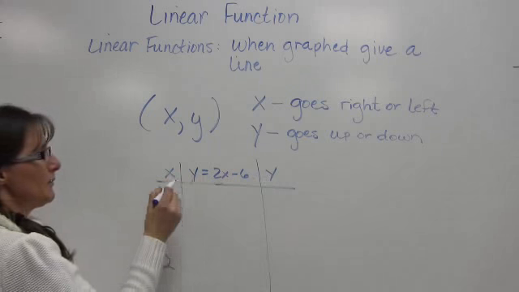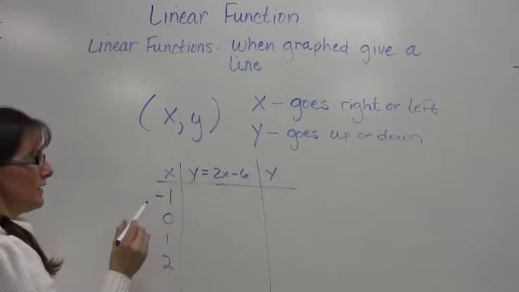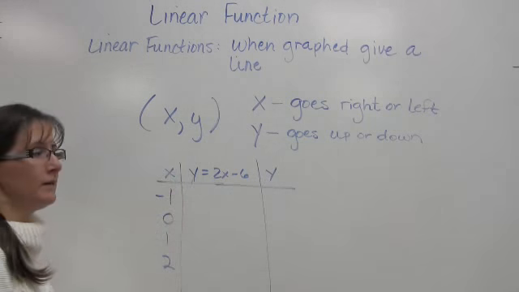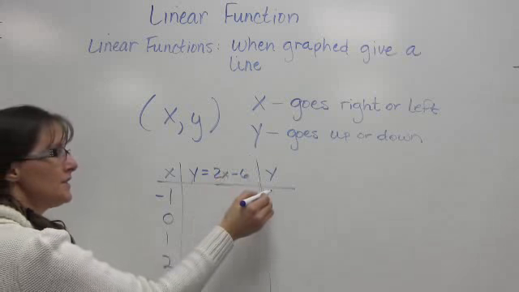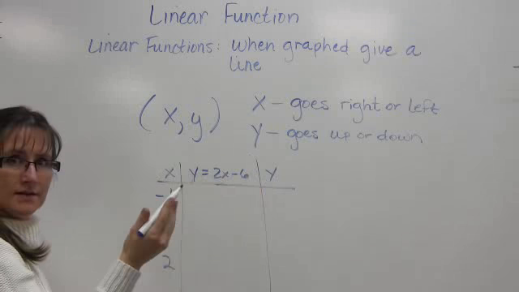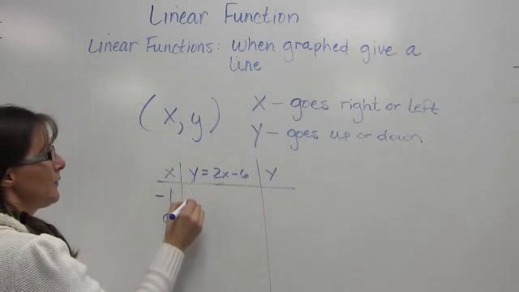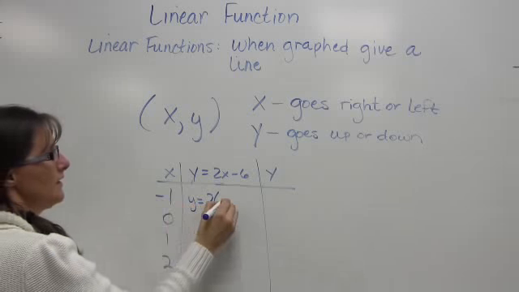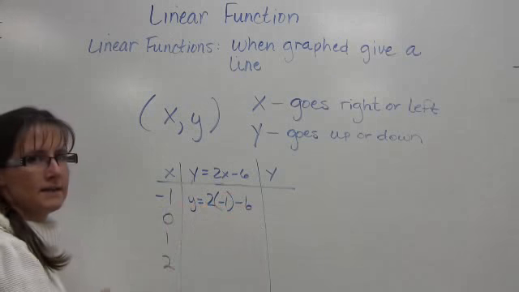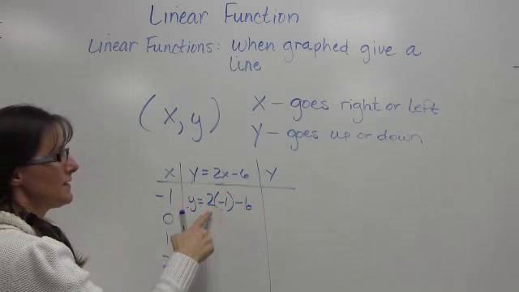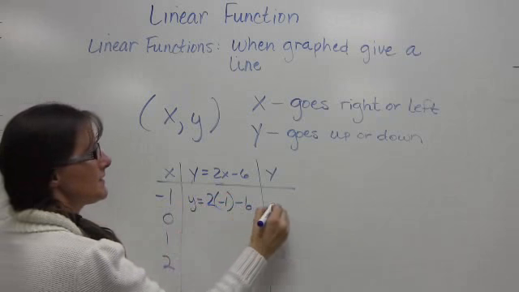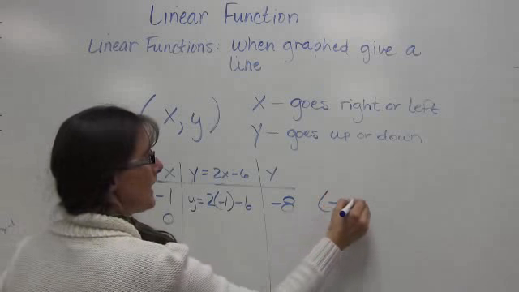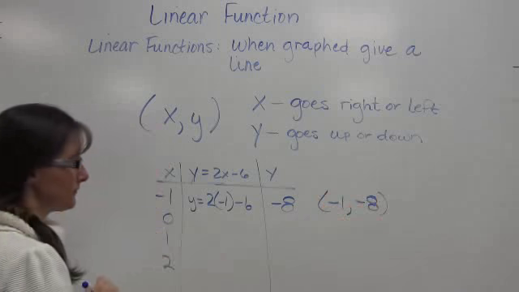I have the function table. My x values will be a -1, a 0, a 1, and a 2. Remember, they can be anything because they are independent, but y has to be whatever x tells it to be. So here I have the equation y equals 2x minus 6. I'm replacing the x with a -1, and then I'll be subtracting 6. So 2 times a -1 is a -2. -2 minus 6 is a -8. My first ordered pair is going to be (-1, -8).